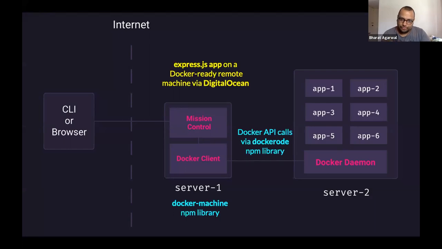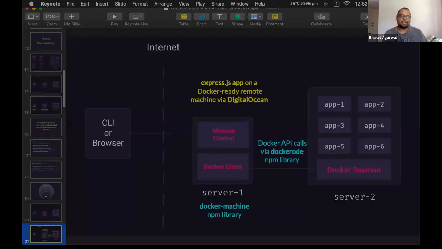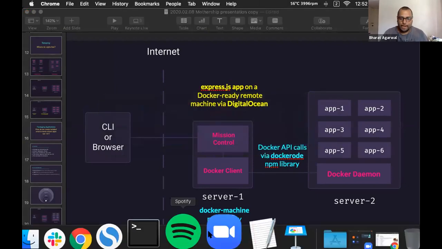So in this case, Express.js, we mentioned before that we deployed an Express.js app. Since we're using Docker remote on the server that's controlling everything, we do that using Docker Machine. There's a Docker Machine npm library that we use to provision the server. And then once that server is set up, we use this library called Docker Node, that is essentially Docker plus Node. That library is used for making Docker API calls. So I'll just go to my web browser for a second and show these things to you.